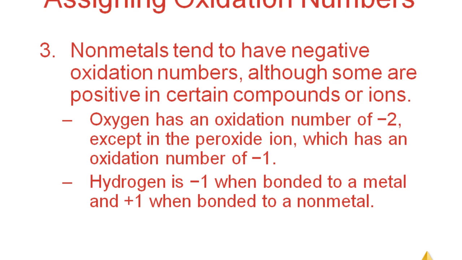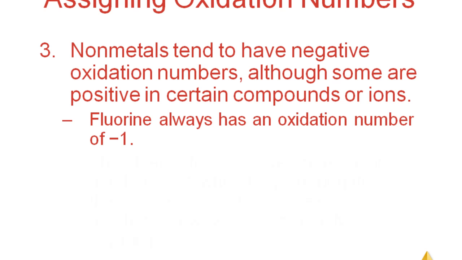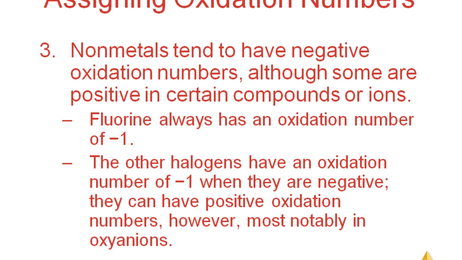Then furthermore, if you keep reading for non-metals, fluorine. Fluorine has an oxidation number of -1 always. Rest of the halogens, most of the time -1, but they can be positive when they are bonded to oxygen, like chlorate and perchlorate, all those ions where chlorine is bonded to oxygen, oxyanions. In those cases, chlorine will become positive, oxygen will be negative. So except with oxygen, in other cases, halogens are negative.